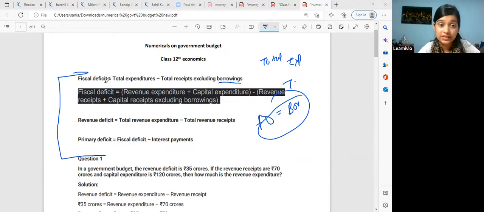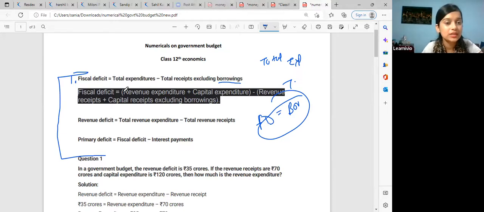The very first thing is fiscal deficit. The formula is total expenditure minus total receipt. As I told you, there are only two components: what you are spending and what you are receiving. Receipt is always the receiving part, and borrowings are what we take from someone else. So the very first formula is: fiscal deficit equals total expenditure minus total receipt excluding borrowing.